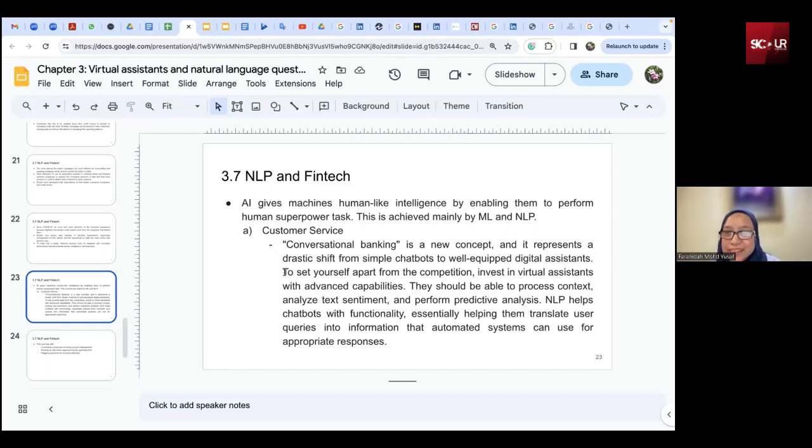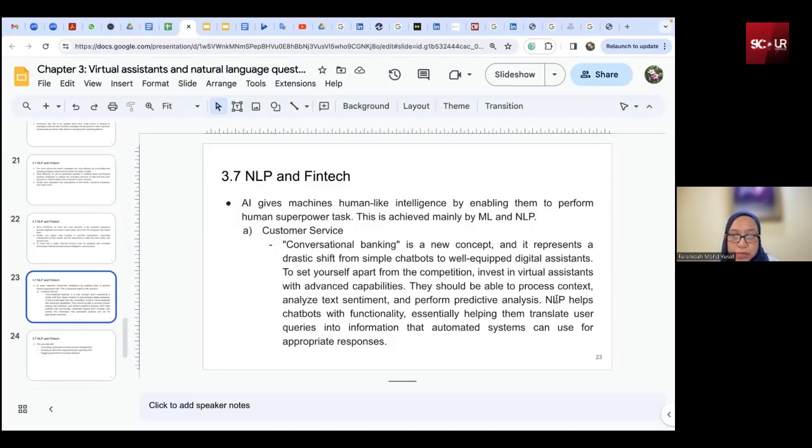So macam tu lah dia digital assistant, virtual assistant lah. Lebih kurang sama je lah kan dia punya function, to assist people. To set yourself apart from the competition, invest in virtual assistants with advanced capabilities. So they should be able to process context, analyze text sentiment, perform predictive analysis.